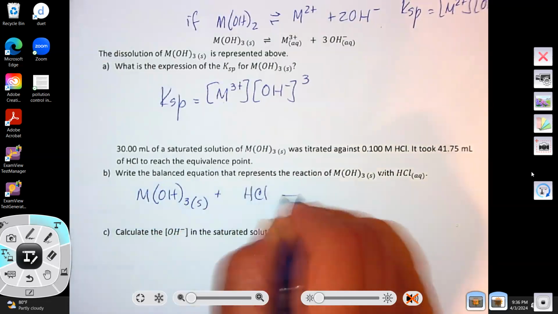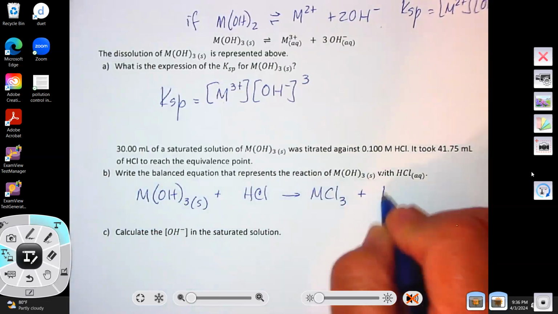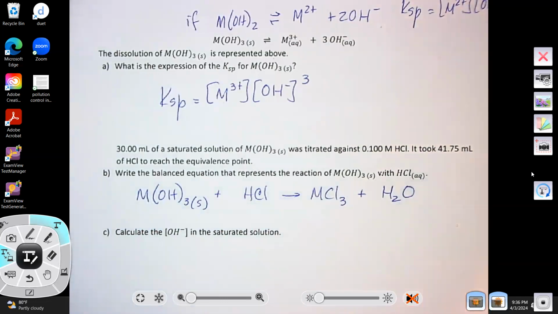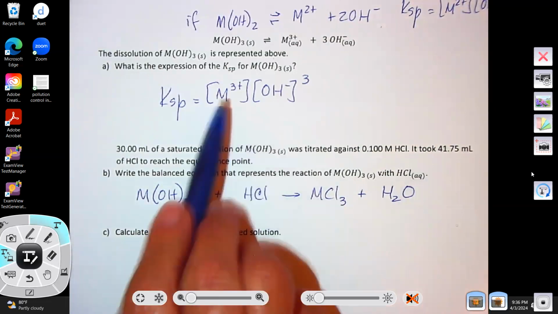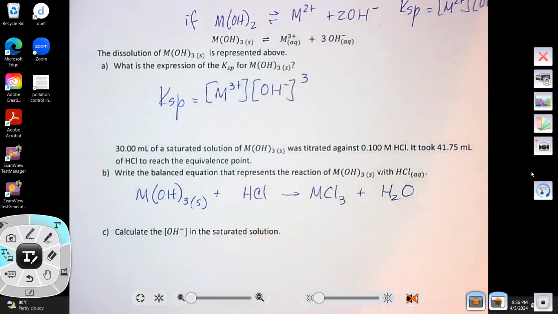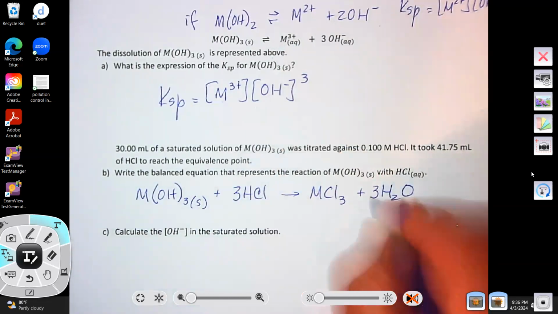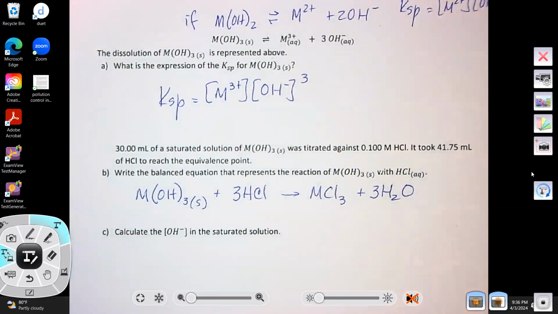plus hydrochloric acid forming MCl3 plus H2O. Now, how do I know it's MCl3? Because obviously it's 3 plus. Okay, so we need to do some balancing here. So that is the balanced equation that represents the reaction.